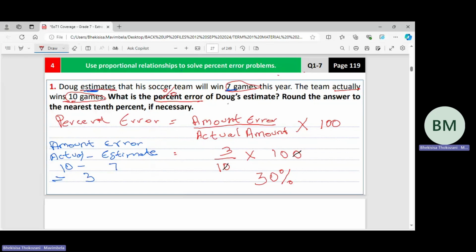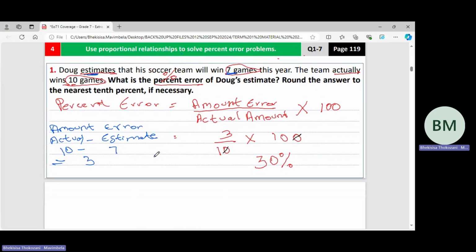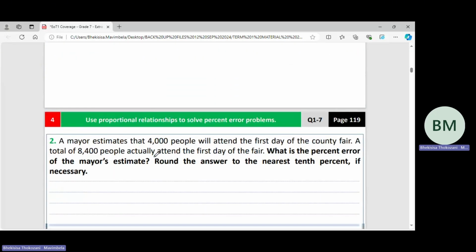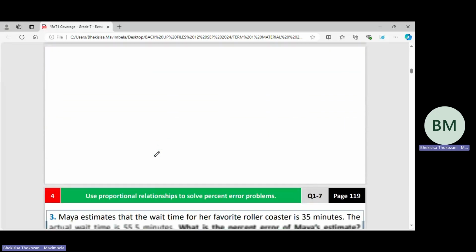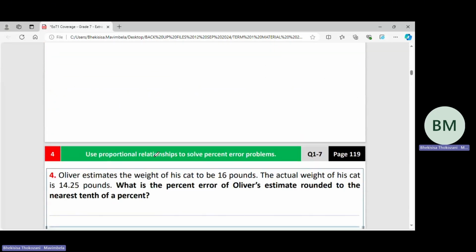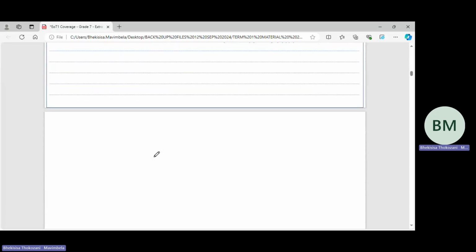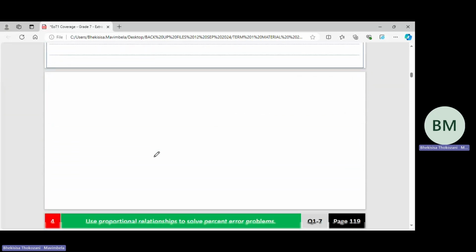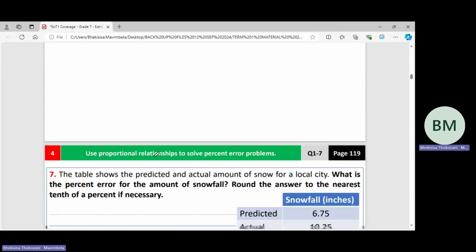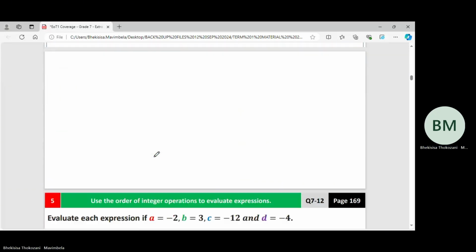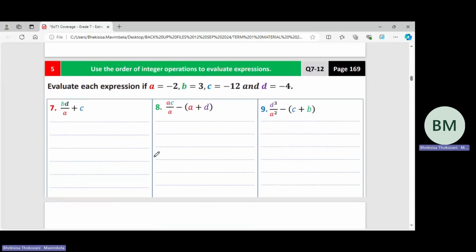Okay, so I hope that makes sense. Let's move on, and as I've said before, I'm not going to be doing all the questions. So I'll be scanning some of the questions because they are almost the same thing. So all these questions here, they're covering the percent error. So you do exactly the same thing.